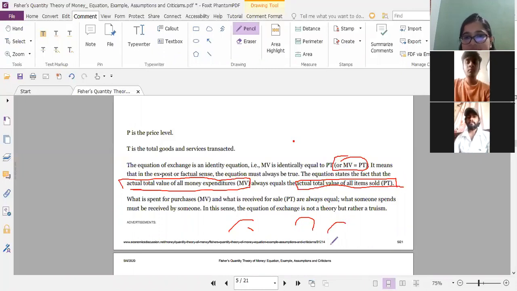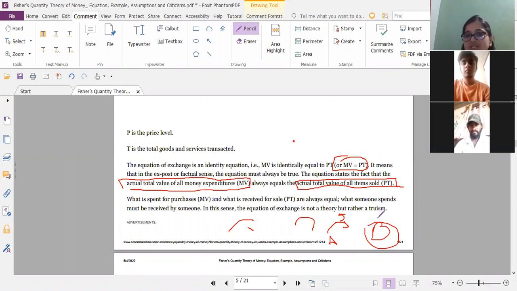For example, a person A is spending some money, say 5 rupees, and person B, C, or anyone will obviously receive this money, right? The money which is spent will be received by some person or the other. That 5 rupees will go to somebody, that is for sure. That's why we say that these are equal and these should be equated. What someone spends must be received by someone, right? In this sense, the equation of exchange is not a theory but rather a truism.